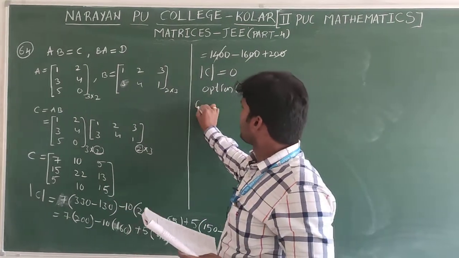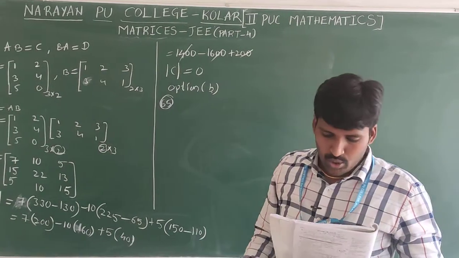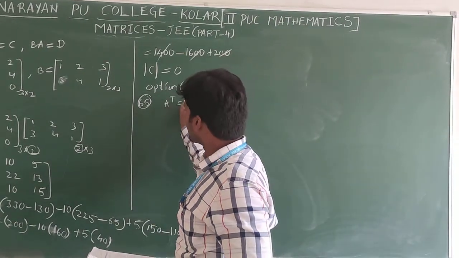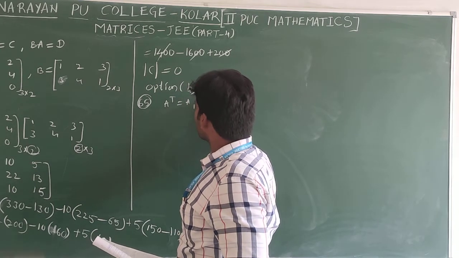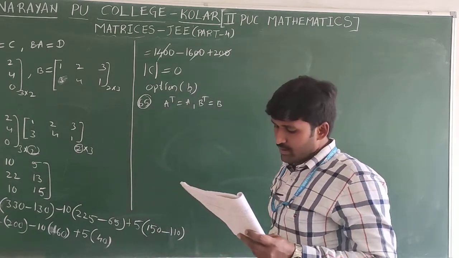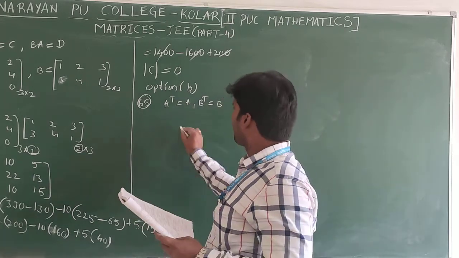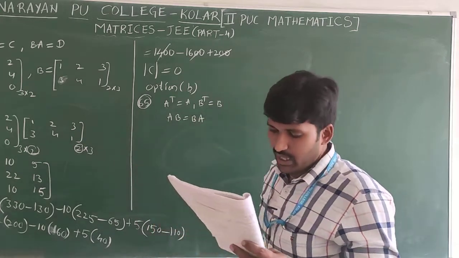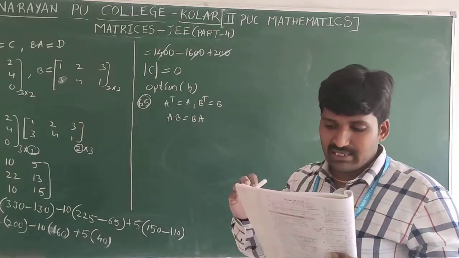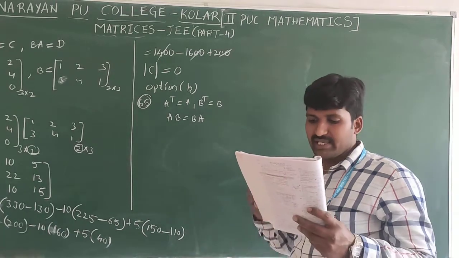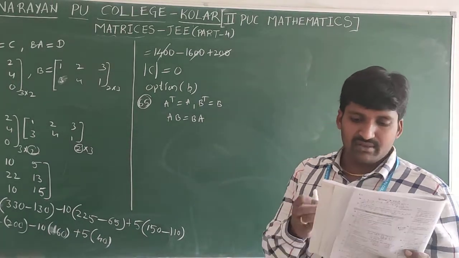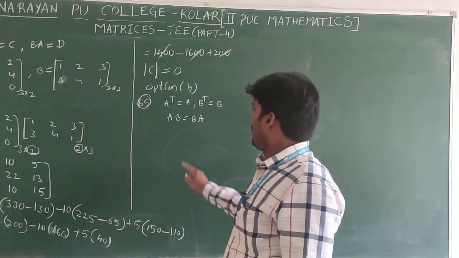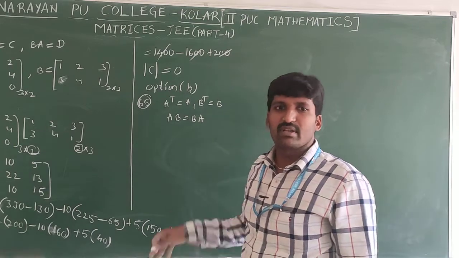Next, question number 65. A and B are symmetric matrices. Symmetric means A transpose equal to A, B transpose equal to B, such that AB equal to BA, and A inverse into B inverse exists, then the matrix A inverse into B inverse is, they are asking which matrix: symmetric, skew symmetric, null or none of these. Now for this I will apply transpose.